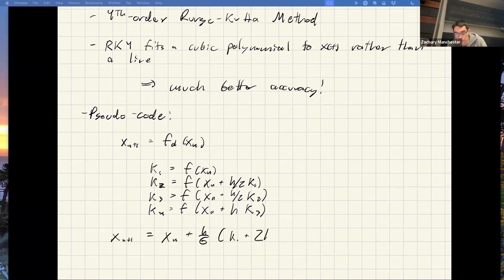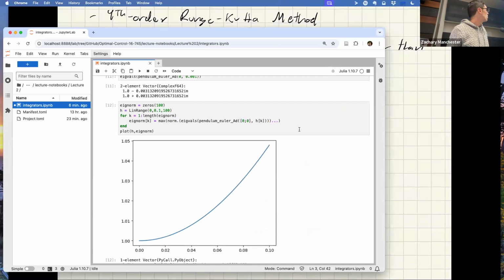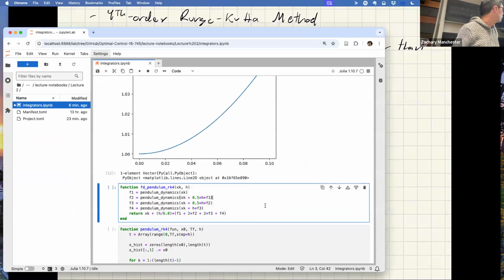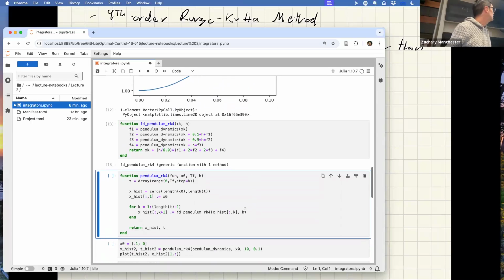And you kind of weight the middle ones heavier. Okay, so let's go do this real quick. Here's RK4. That's what we just said. I'm not going to derive it. It's kind of a pain, but straightforward.